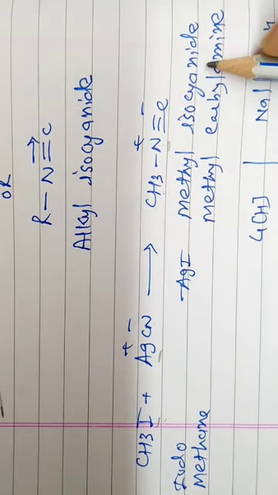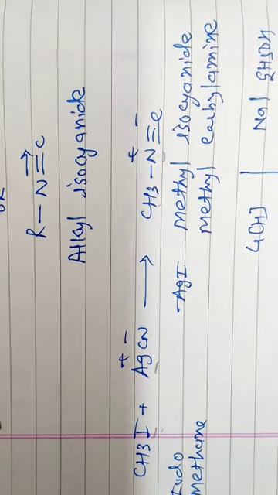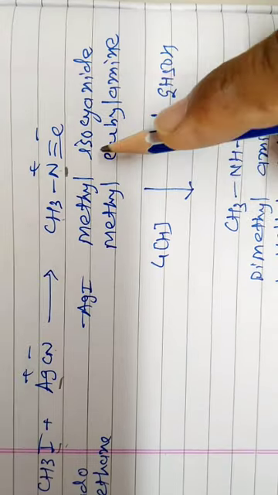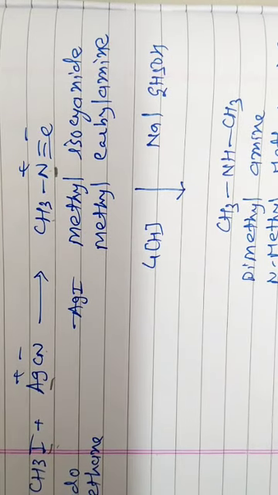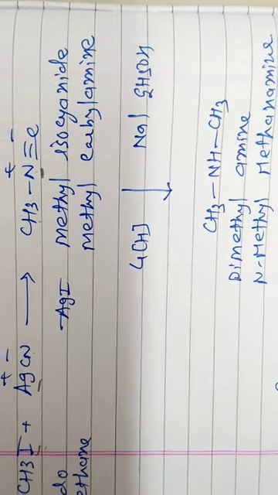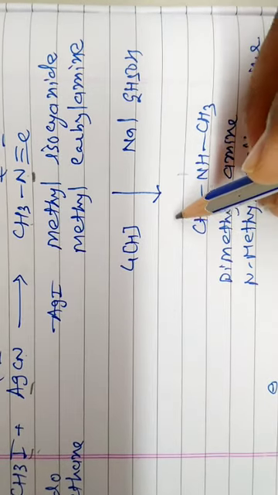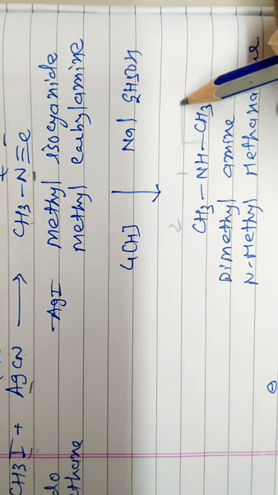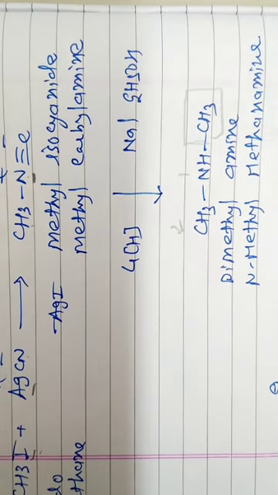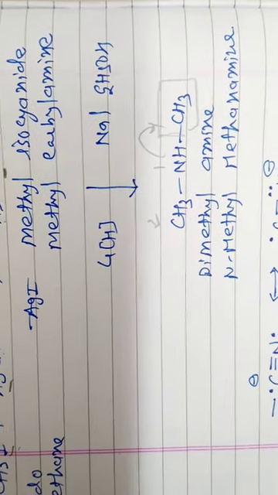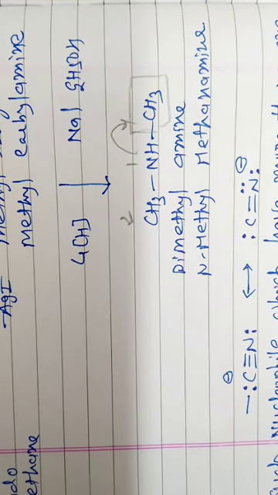Therefore, it is called methyl isocyanide or methyl carbylamine, which on reduction gives a secondary amine, dimethylamine, common name, or N-methylmethanamine. So rule number 1, consider the longest chain. So the methyl group is attached to nitrogen, therefore it is N-methylmethanamine. So very simple. Here we have cyanide and here we have isocyanide.